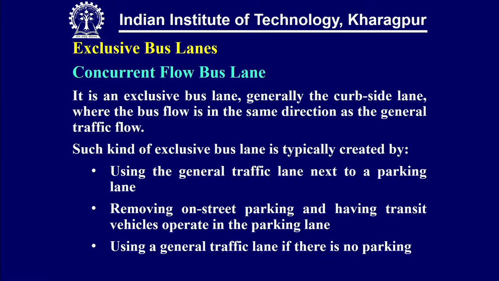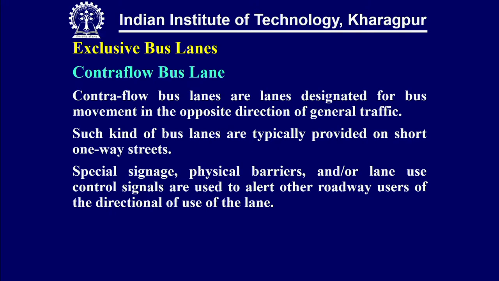So, with-flow bus lane is nothing but an exclusive bus lane that is generally provided on the curbside and in the direction of the traffic. It can be provided in different ways, such as using the lane next to the parking lane if there is a parking lane, or, as we said before, removing the on-street parking to create an additional lane for the bus, or using the curbside lane if there is no parking. So, there are different ways you can provide a concurrent-flow bus lane.